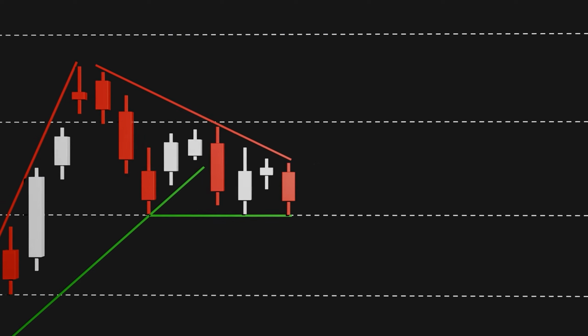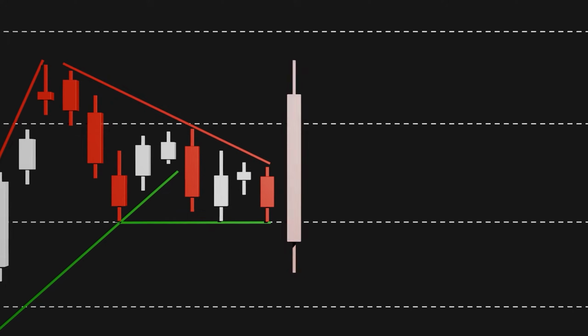S&P 500 and NASDAQ closing at all-time highs. The Dow up, gold up, real estate.